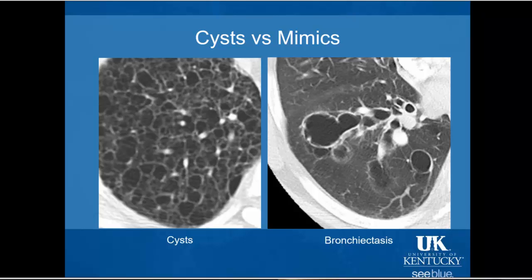Here's another example, cystic bronchiectasis as compared to true cystic lung disease again. Look for that bronchiectasis to connect back up to the more central airway to be a clue that you're not dealing with a true lung disease that is cystic. Instead, you're dealing with an airway abnormality causing bronchiectasis.